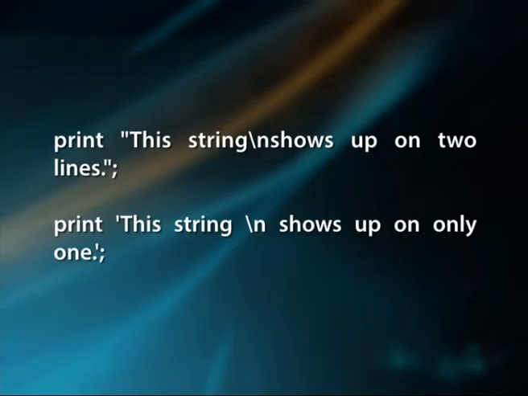"Hi there\n". The difference between single quotes and double quotes is that single quotes mean that their content should be taken literally, while double quotes mean that their contents should be interpreted. For example, consider the character sequence \n. It is a new line character when it appears in a string with double quotes, but is literally the two characters \ and n when it appears in single quotes. Print "this string\n" shows up on 2 lines, and print 'this string\n' shows up on only 1.